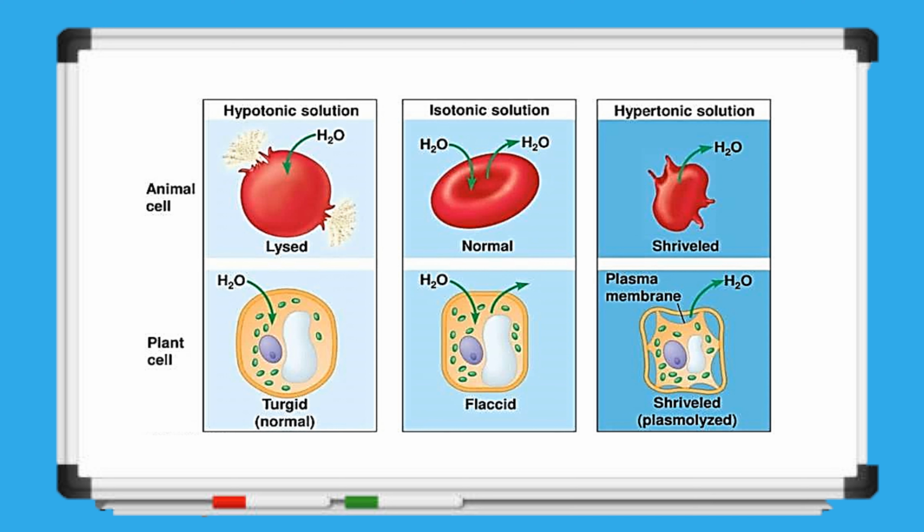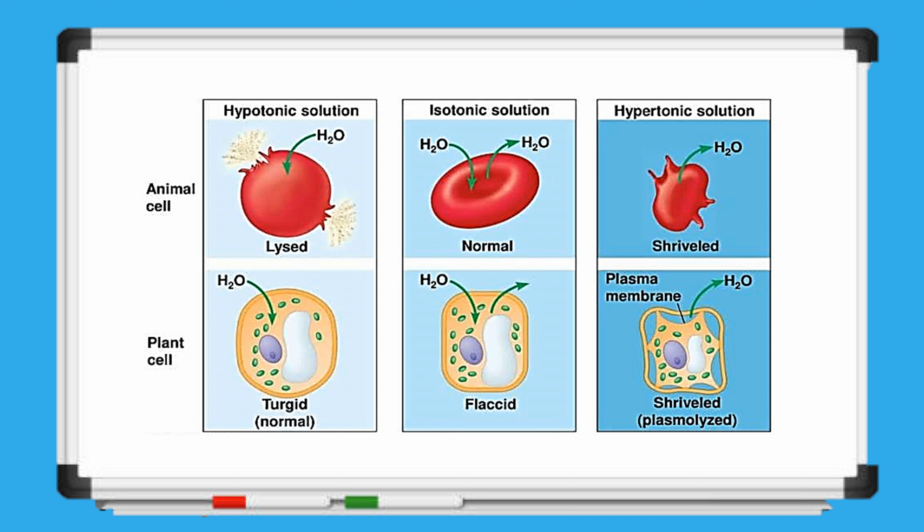To sum up, let's take a look at this. The image here clearly illustrates the effects of different solutions that are hypotonic, isotonic, and hypertonic, on both animal cells, specifically, the red blood cells and plant cells. It is divided into 3 columns representing each solution type, left for hypotonic, middle for isotonic, and right for hypertonic. The top row shows animal cells, while the bottom row shows plant cells. In a hypotonic solution, red blood cells swell and may burst via lysis, while plant cells become turgid, with water entering and pressing the cell membrane against the wall.